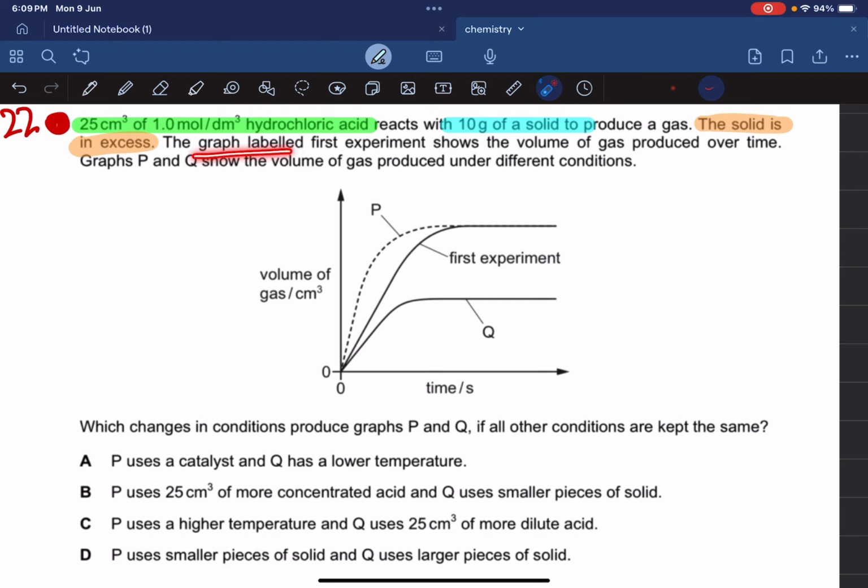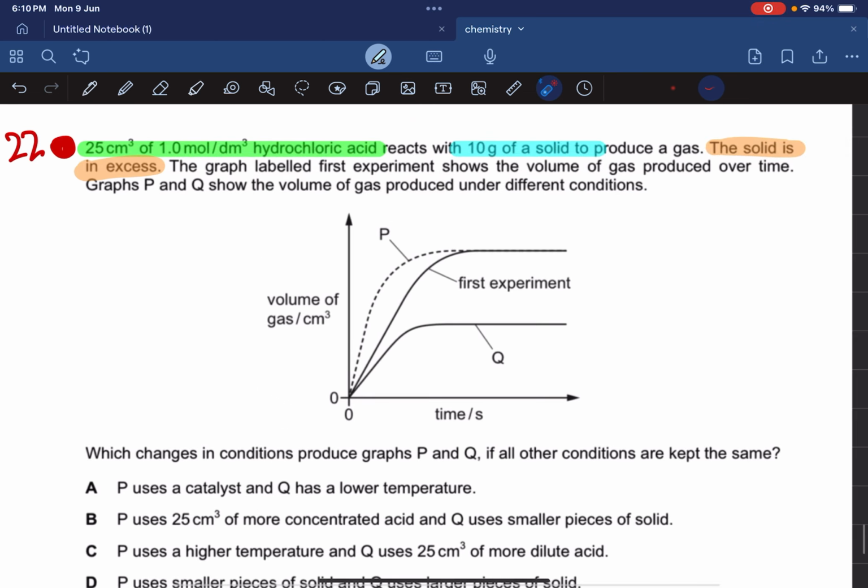The graph labeled for the first experiment shows the volume of the gas produced over time. Okay, this I guess P is going to be the first experiment. No, this is not the first experiment. This is what they've labeled as the first experiment, okay. Graph P and Q show the volume of gas produced under different conditions, okay. What happened in P and Q? Can any one of you tell me?